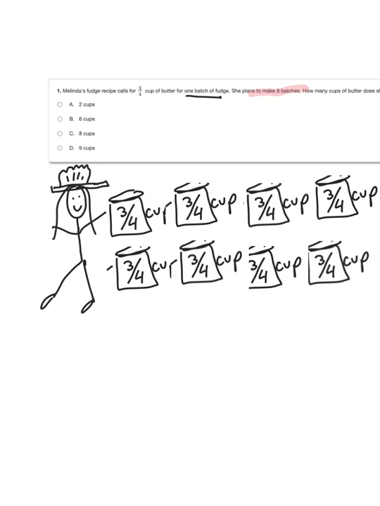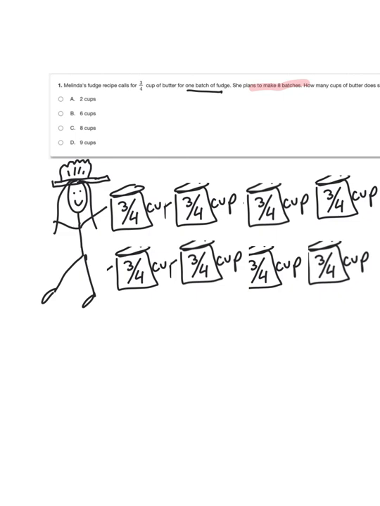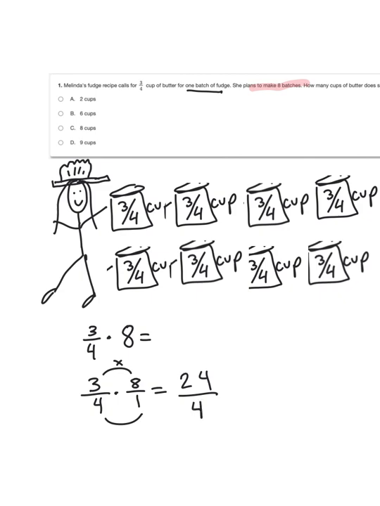Okay, what does our question ask us to figure out? How many cups of butter does she need? So you can see when you look at all of these batches of fudge that she's making, that she's going to need 3/4 of a cup for each of her 8 batches. 3/4 times 8. To multiply that, we're going to put 8 on top of a denominator of 1. Then we just multiply straight across. 3 times 8 is 24, and 4 times 1 is 4. 24 divided by 4 equals 6. So she's going to need 6 cups of butter.